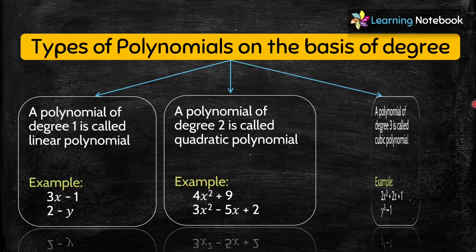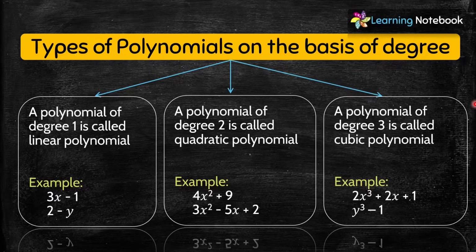And the third type of polynomial is cubic polynomial. A polynomial of degree 3 is called cubic polynomial. For example, 2x cube plus 2x plus 1 and y cube minus 1. Both these polynomials have degree 3. So these are cubic polynomials.